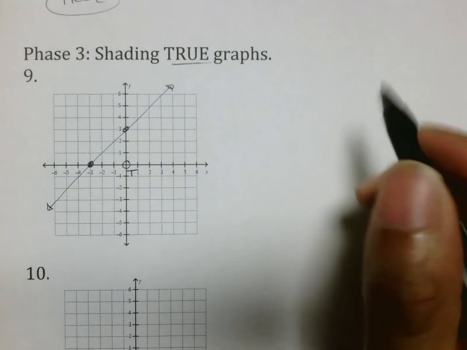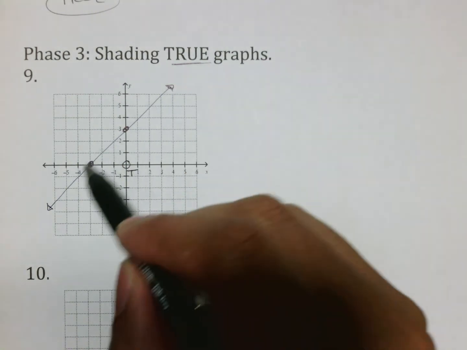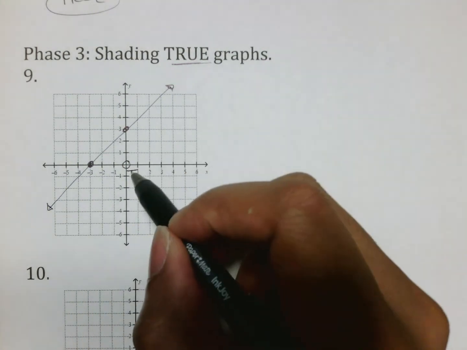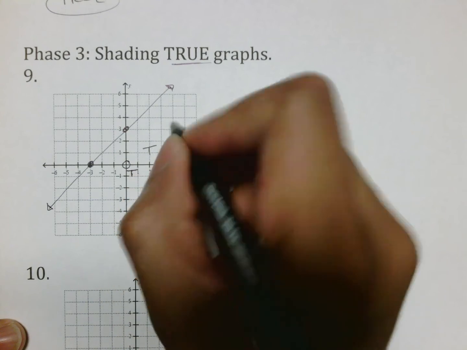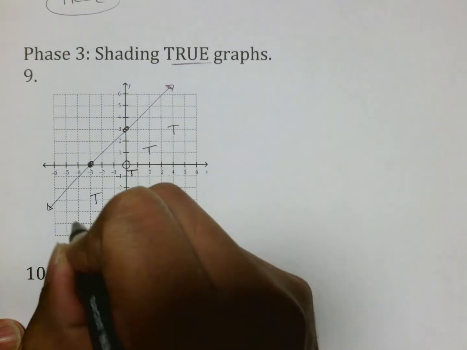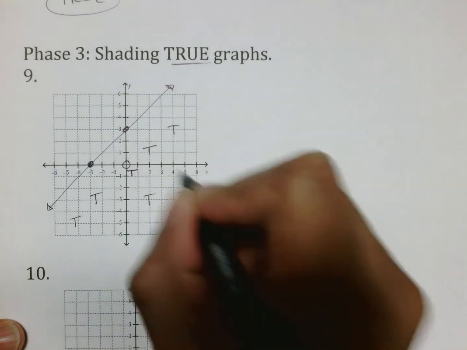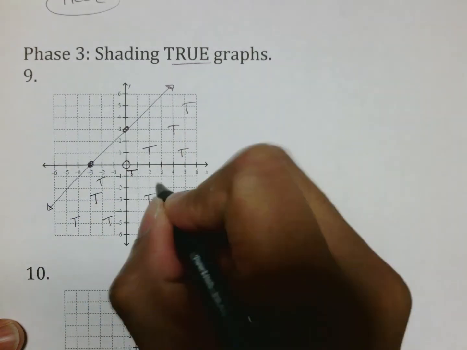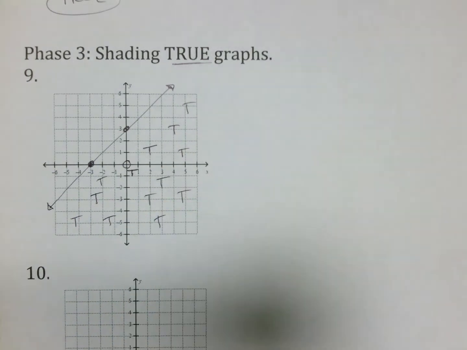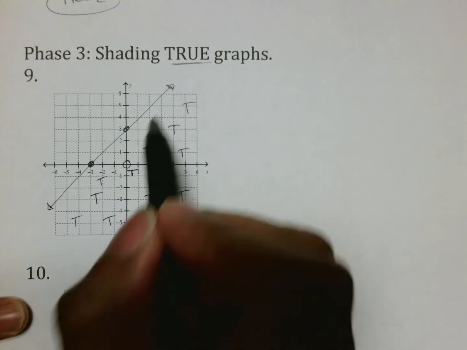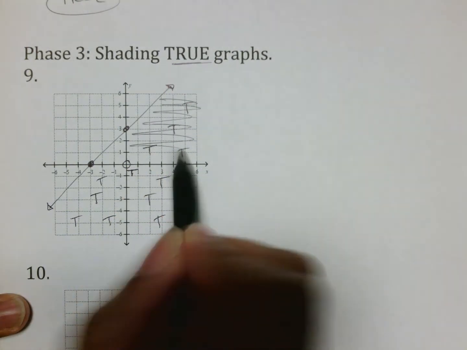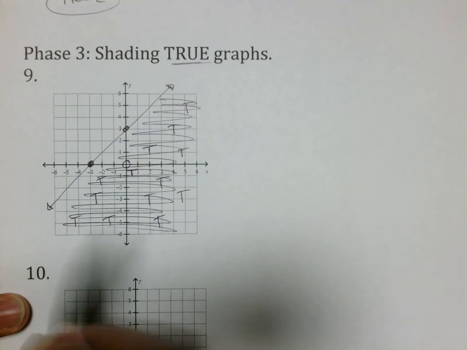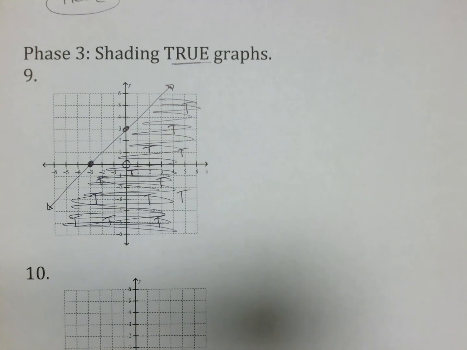Well, common sense says this. If this separates everything that's true from everything that's false, and something on this side is true, that means that everything on this side, and you might want to write this, is also true. Because again, if it is the case that this is true, it means that everything over here is true. And if we want to shade where it's true, then we would shade on this side.